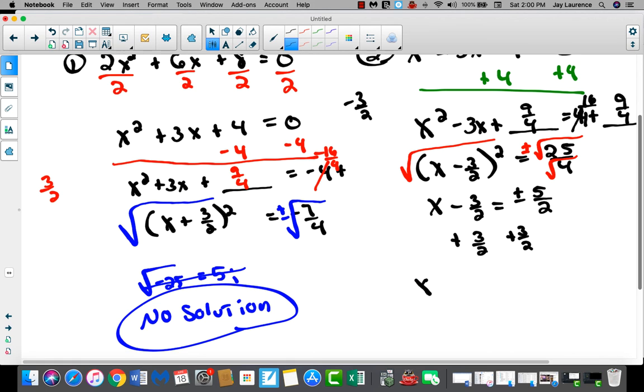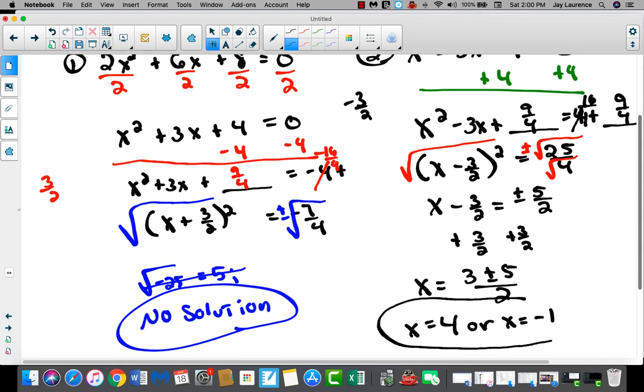And so now I have x equal to 3 plus or minus 5 divided by 2. So 3 plus 5 is 8, divided by 2 is 4. 3 minus 5 is negative 2, divided by 2 is negative 1. And there you go. There's your 2 solutions.